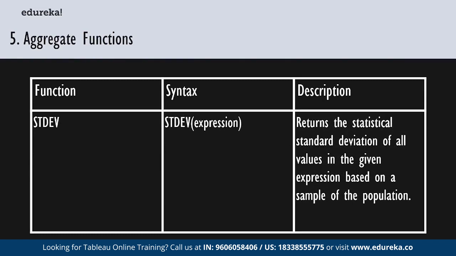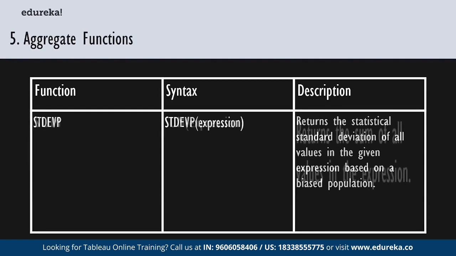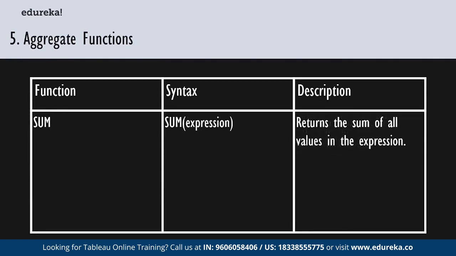Next, we have standard deviation, which returns the statistical standard deviation of all values in the given expression based on a sample of population. Now, the same thing for the entire population and not the sample is the standard deviation of population. It basically returns the statistical standard deviation of all values in the given expression based on a biased population.